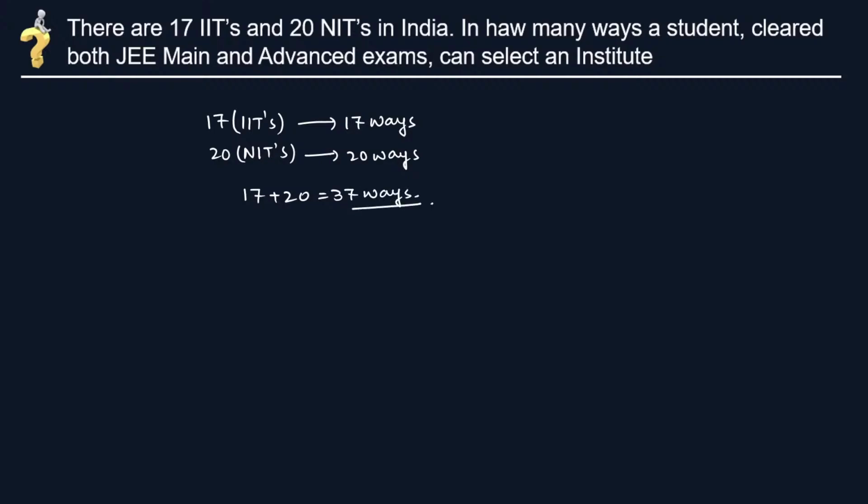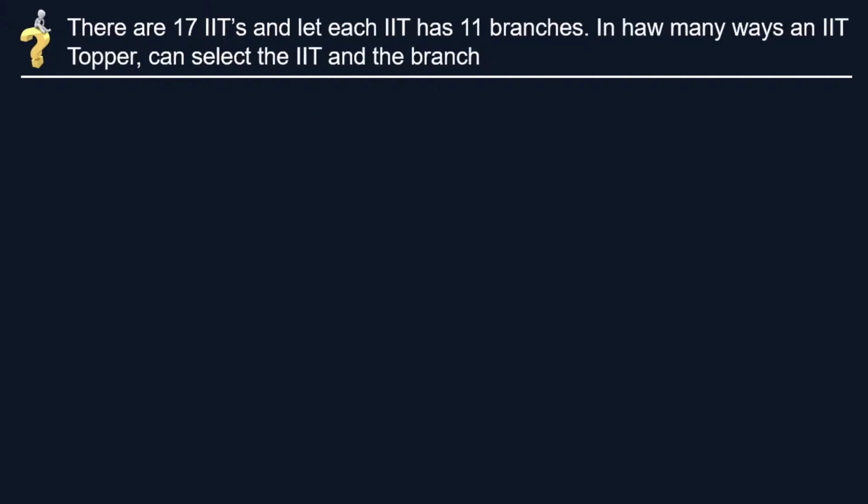So that student has 37 ways of selecting either an IIT or NIT, because he has the permission to choose any of the IITs or NITs, right? So in this question, or will come, that is why I have added, not multiplied. Is it clear to all of you? Okay, let's move to the next problem.